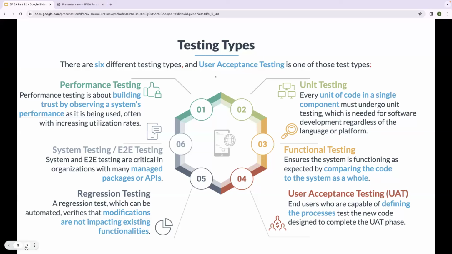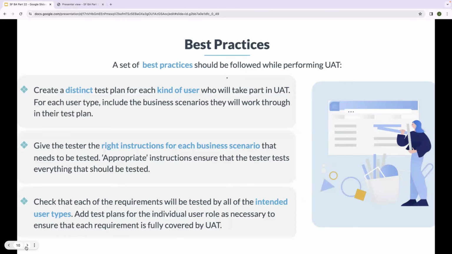User acceptance testing. End users who are capable of defining the process test the new code designed to complete the process until the UAT passes. Best practices. A set of best practices should be followed while performing UAT. Create a distinct test plan for each kind of user who will take part in UAT. For each user type, include the business scenarios they will work through in their test plan.